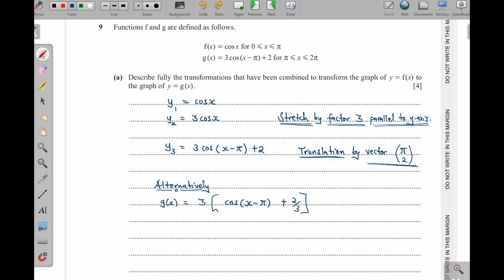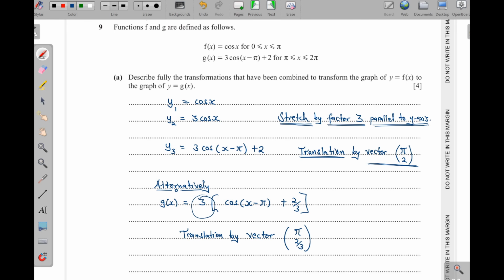Now that means we first do a translation, which is inside here. Okay, so we shall have translation by vector. Pop this one out. It is going to be pi. Then this one is 2 over 3.